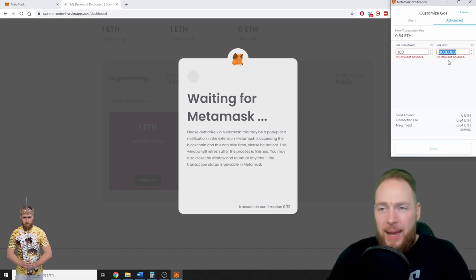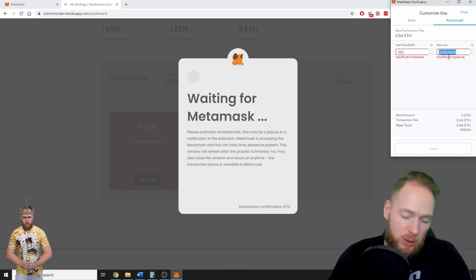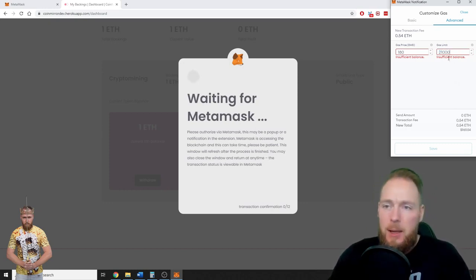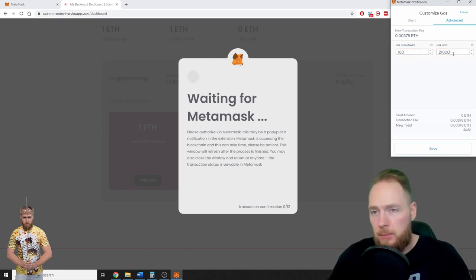The minimum gas limit you have to put is 21,000. This is the absolute minimum. Up, we already see. Now I only have to pay $6.82. But it's not finished yet.